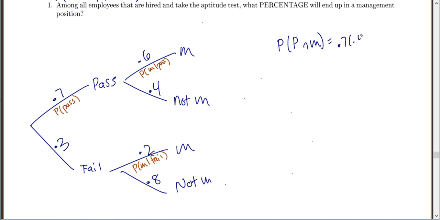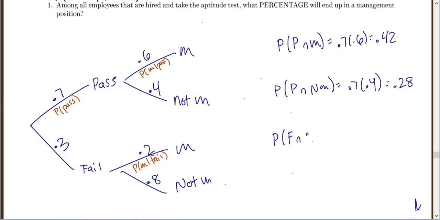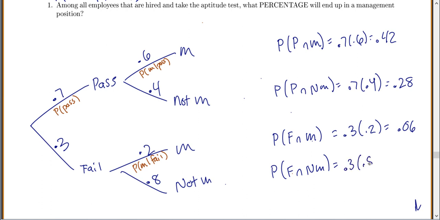So if you multiply along the branches, you always get the probability of the intersection. So 0.7 times 0.6 is 0.42. Probability of pass and not management is 0.7 times 0.4. Oh, sorry, I wrote 0.4, but I meant 0.6. It's still 0.42. And then if you do 0.7 times 0.4, you get 0.28. And probability of fail and management is 0.3 times 0.2, or 0.06. And probability of fail and not management is 0.3 times 0.8, which is 0.24.